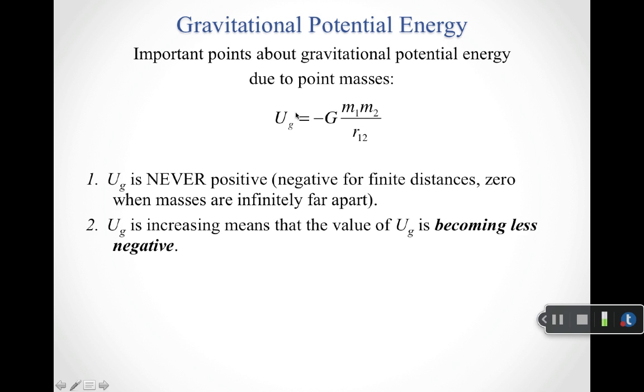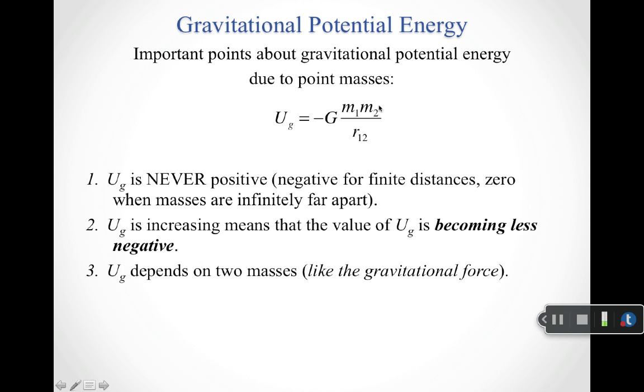To increase the gravitational potential energy, then, means that I'm pulling my masses apart from each other. And so my value for the gravitational potential energy is actually becoming less negative. So it's always negative. But to increase the potential energy doesn't mean that I have a positive potential energy. It means that my potential energy is less negative than it was before.